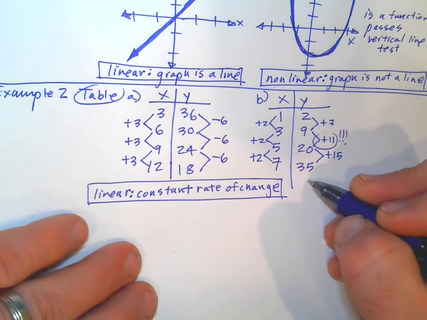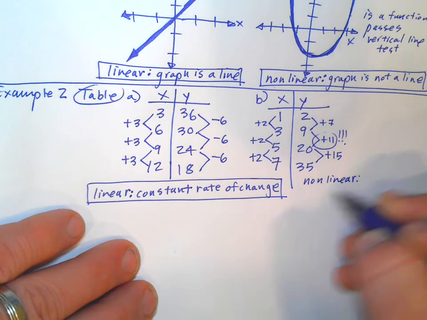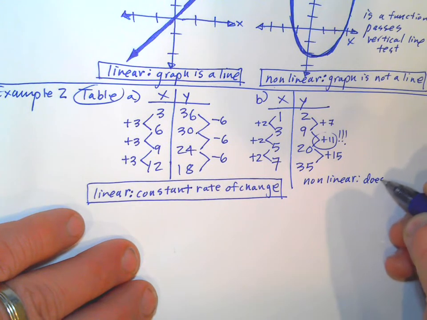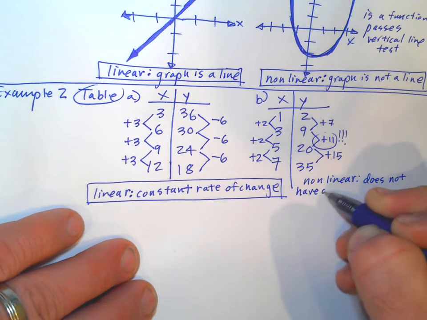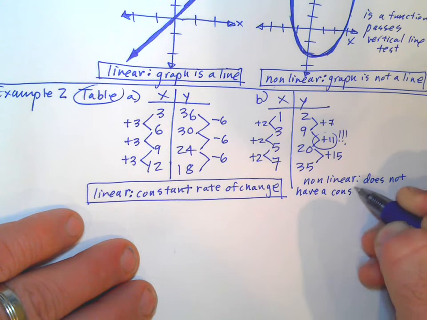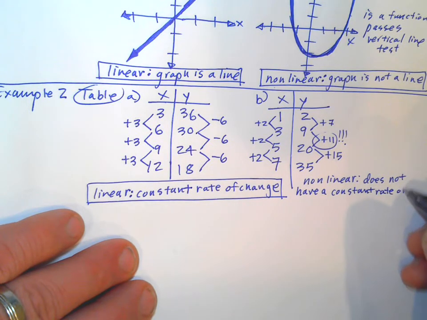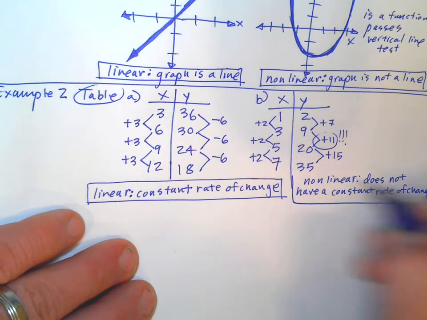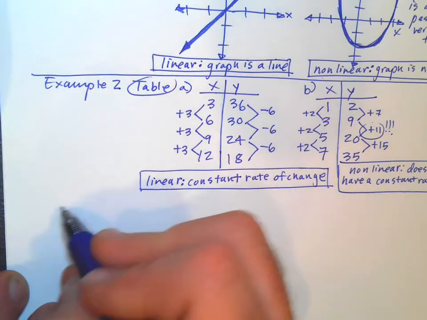So the answer to this one is non-linear. And it's because it does not have a constant rate of change. So that's how we identify that. That's how we explain it.